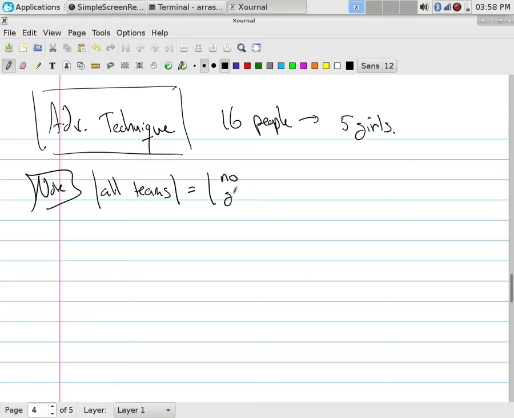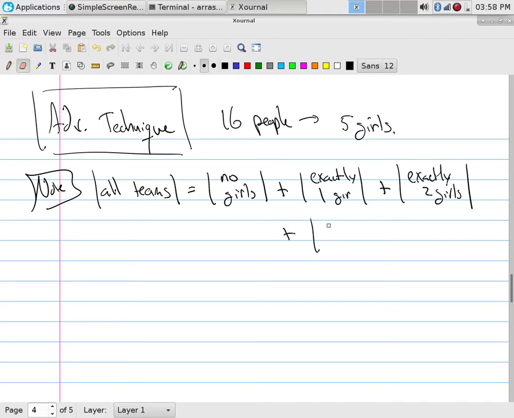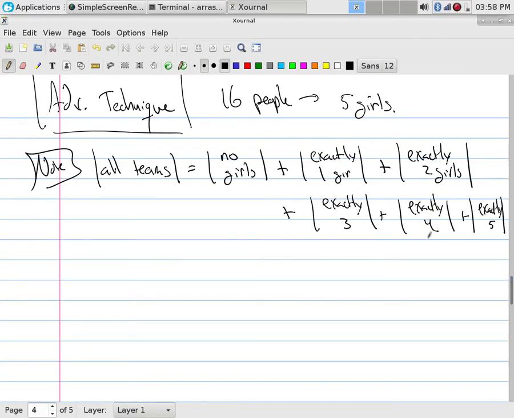Note, all teams, the cardinality of all teams would have to be having no girls, or exactly 1 girl, or exactly 2 girls, or exactly 3, or exactly 4, or exactly 5.